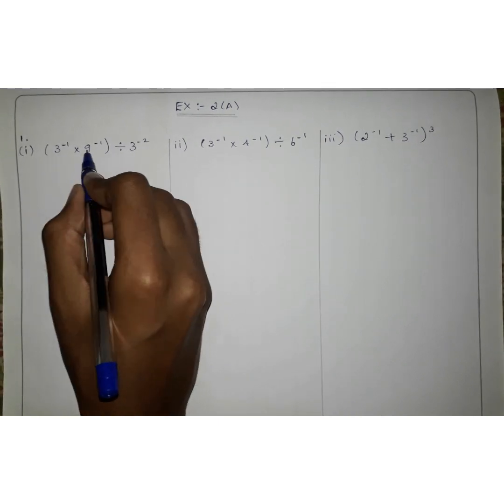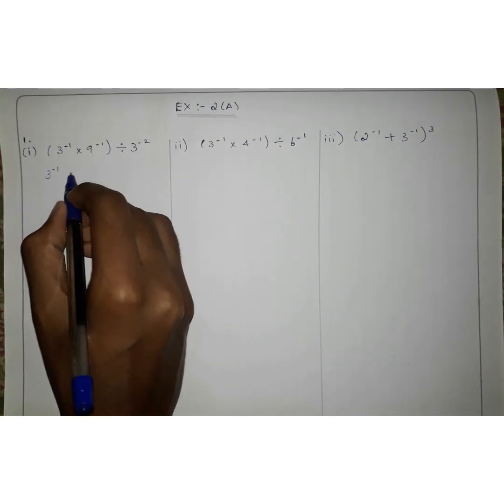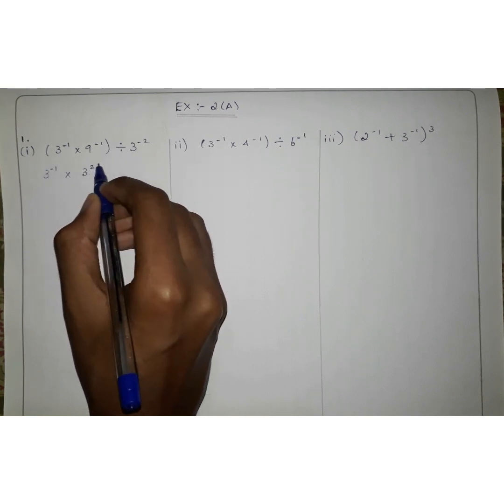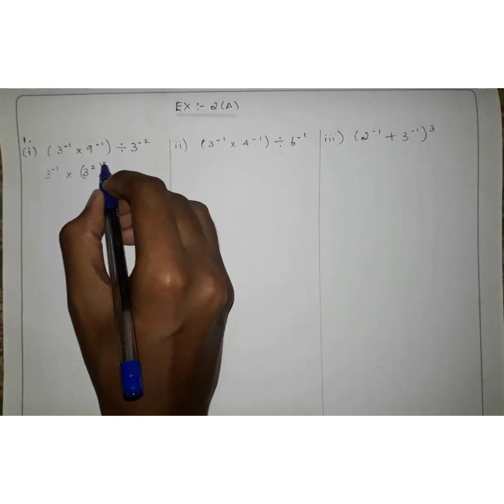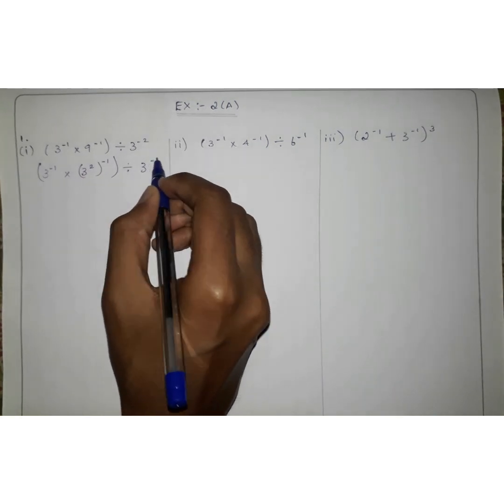First, I'll try to convert this 9 to base 3. 3 to the power minus 1 into, I'll take 9 as 3 square, then the whole to the power minus 1 as it is, divided by 3 to the power minus 2.